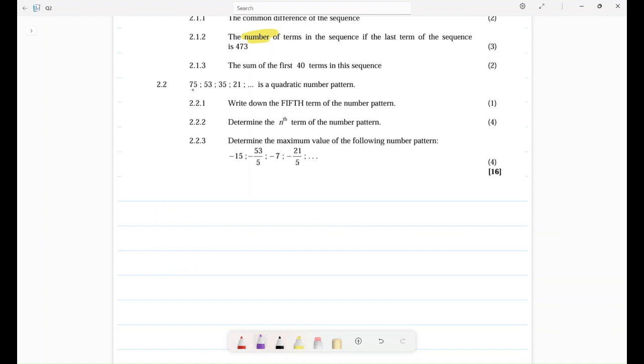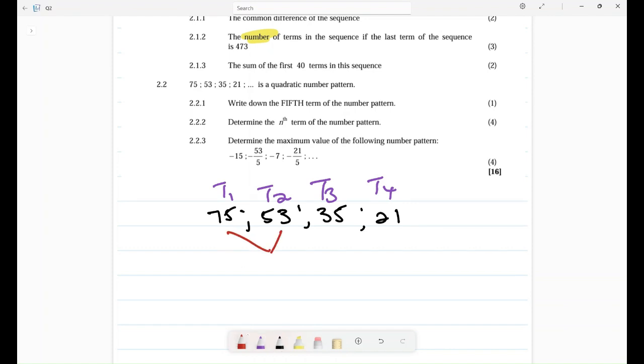Question 2.2 says 75, 53, 35, 21 is a quadratic number pattern. Therefore, let's analyze that number pattern for now. And remember, what's special about a quadratic number pattern? What's special about it is that the second difference is constant. So we have the second constant difference. So this is term number 1, term number 2, term number 3, and term number 4.